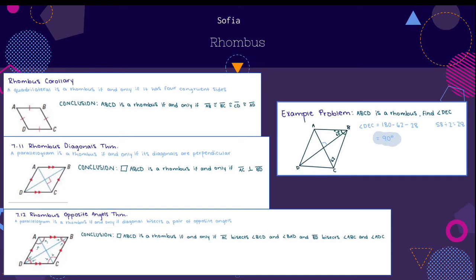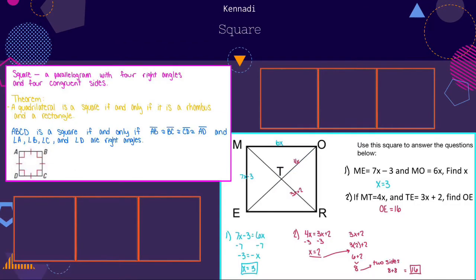The example problem states ABCD is a rhombus, find angle DEC. Angle ABC is in total 58 degrees, so angle ABE would be 28. To find angle DEC, you do 180 minus 62 minus 28, which is 90 degrees. DEC equals 90 degrees.